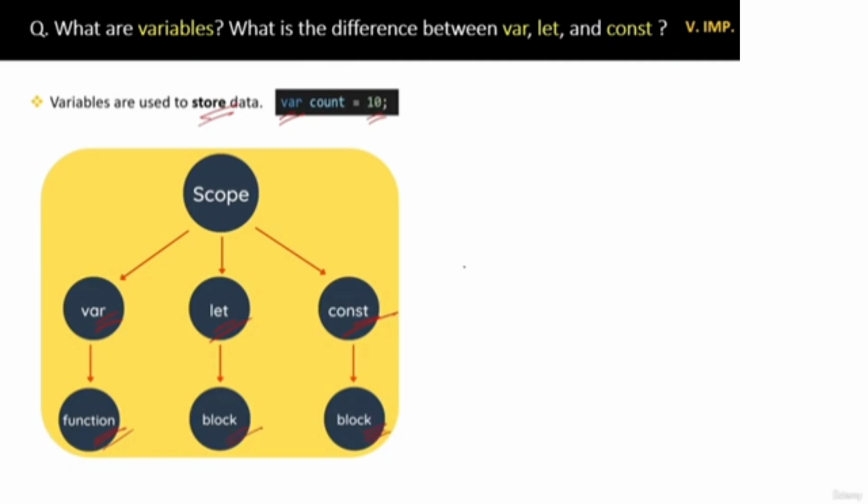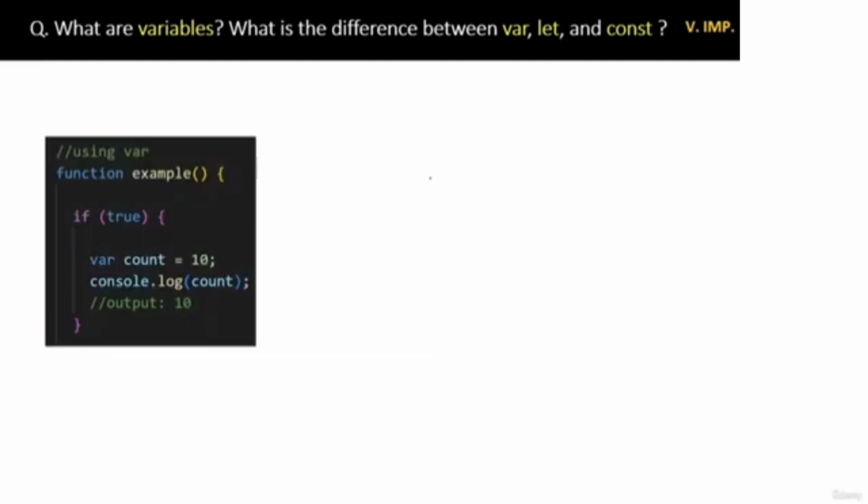Now let me show you the differences between them with the help of code. Here is the code example for the var keyword. Here we have one function example, and inside that we have an if condition that is always true.